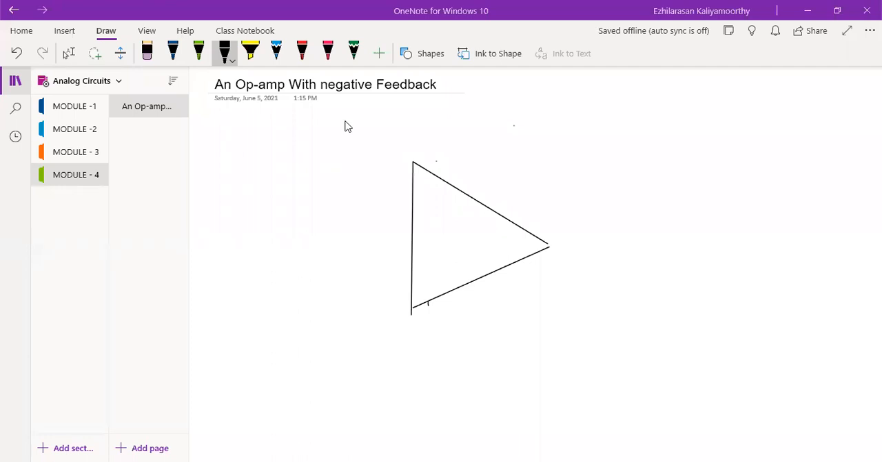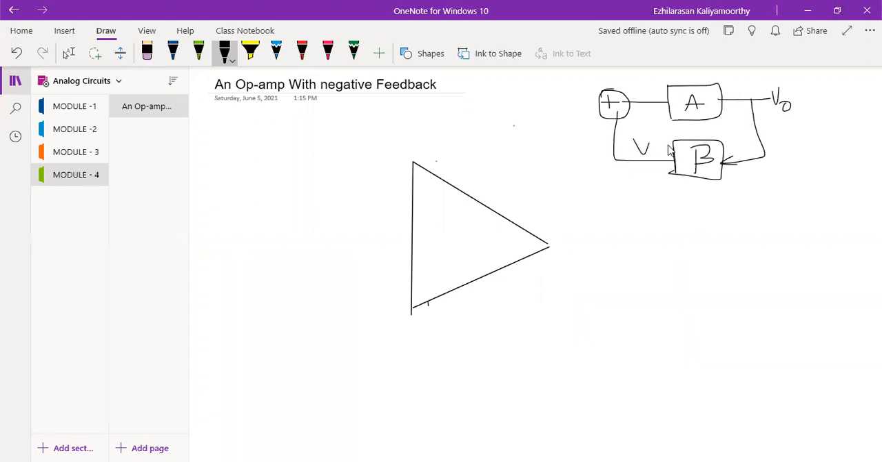Let us start with the operational amplifier with the negative feedback. In the previous sessions, we studied the diagram, which will be like this. I hope you remember. So this will be your amplifier. Then this will be your mixer circuit. Then we have the feedback circuit, so a feedback circuit will be connected over there. This is your output V0. Then this will be your Vf.